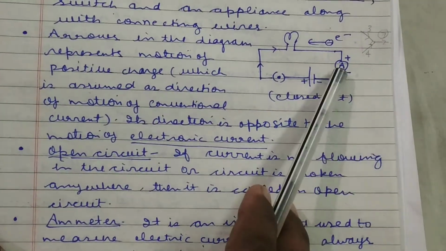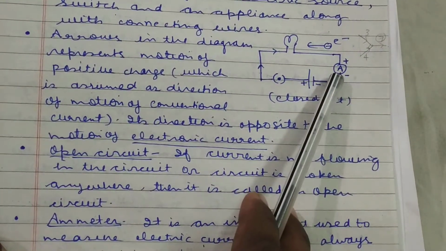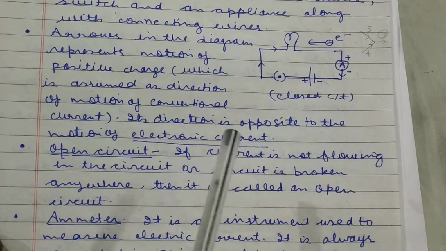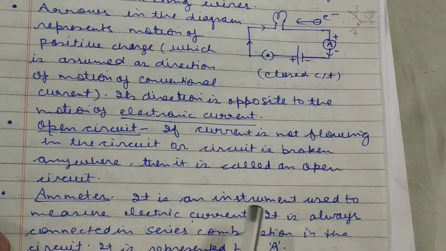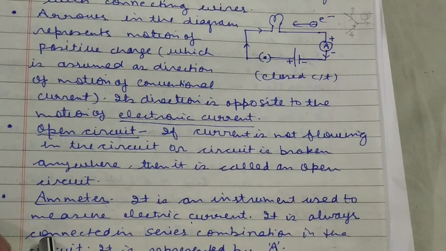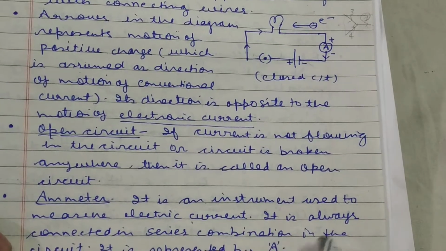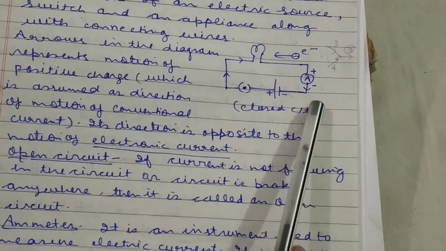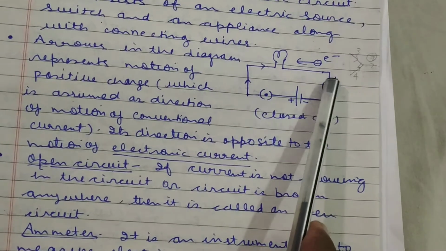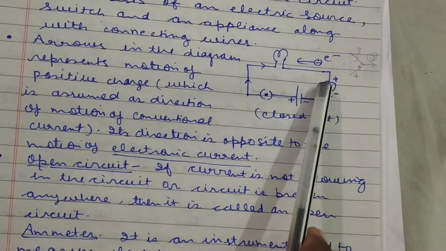Ammeter. I have used here an appliance, the ammeter. What is an ammeter? An ammeter is a device used to measure electric current in the circuit. It is an instrument used to measure electric current. It is always connected in series combination in the circuit and represented by capital A. Here you can see in the diagram, I have marked this capital A in the circle.